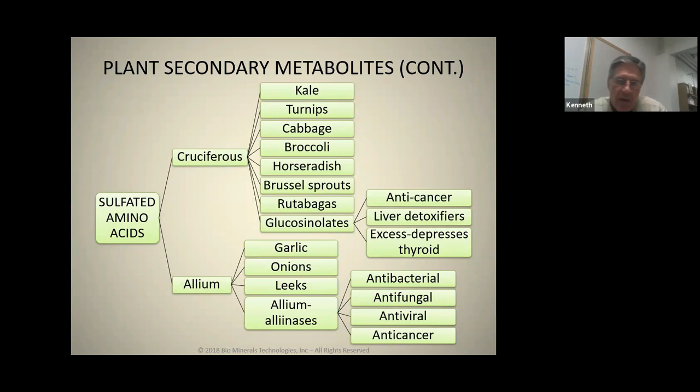And so when we look at our sulfonated amino acids, our cruciferous, our kale, turnips, cabbage, broccoli, our horseradishes, Brussels sprouts, all of these guys are producing incredible compounds, these anti-cancer, liver detoxifiers, our alliums, our garlic, onions, leeks, antibacterial, antifungal, antivirus. And this whole thing goes on and on and on. These plants can produce millions of compounds, but the biological pathway is through microbial nutrition and mineral nutrition, and God did not put plan B into place. There is no secondary plan for this to happen.